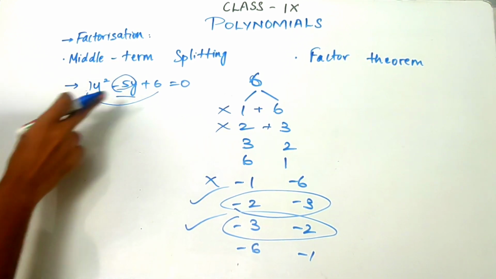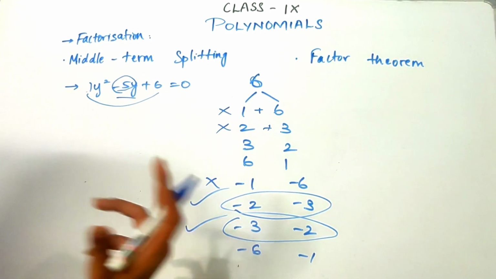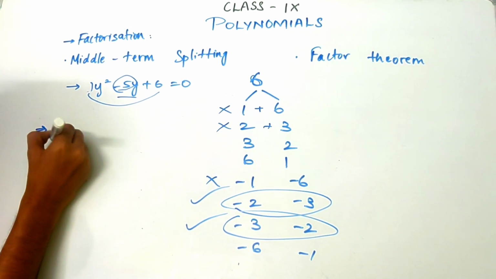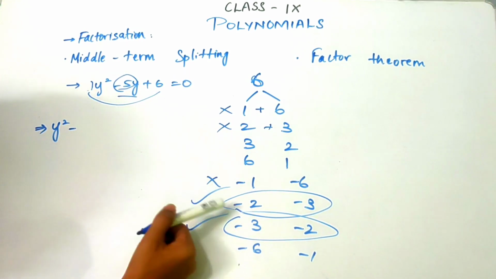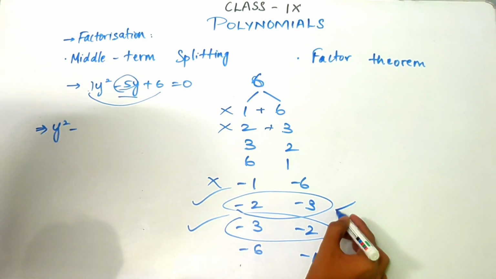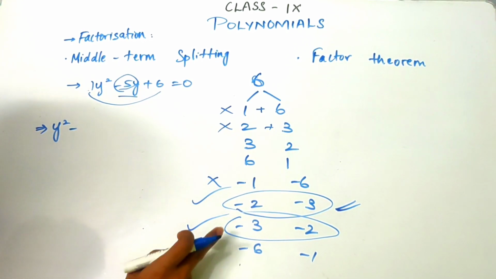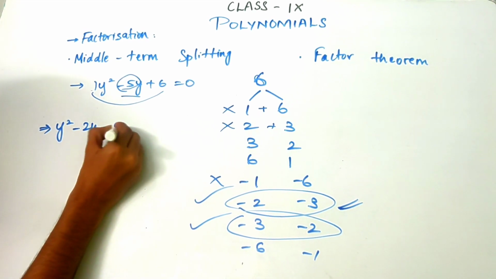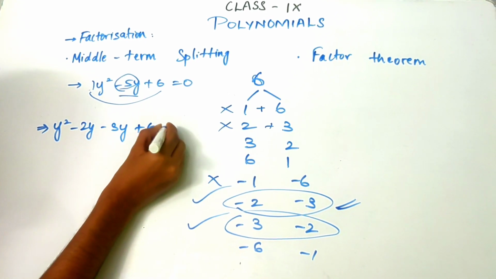So I will be splitting minus 5y in terms of these two pairs. How am I going to do that? Now my next step will be splitting this. So y square minus, I will take this one. So I will be taking this first step. You can also do it with this. So y square minus 2y minus 3y plus 6 equal to 0.